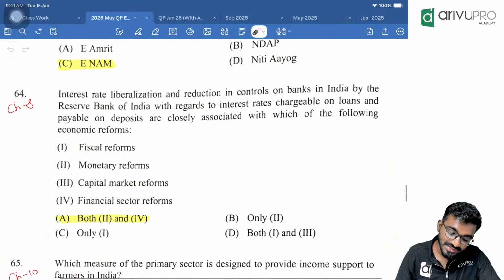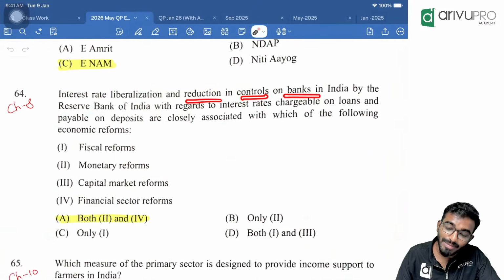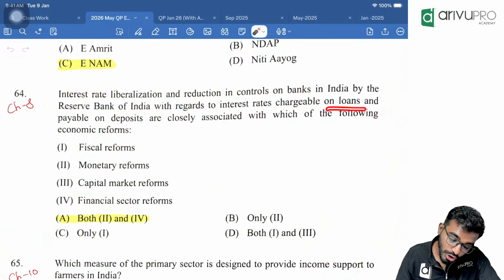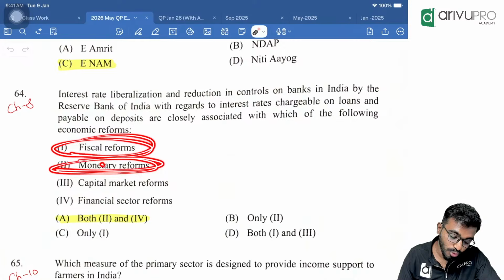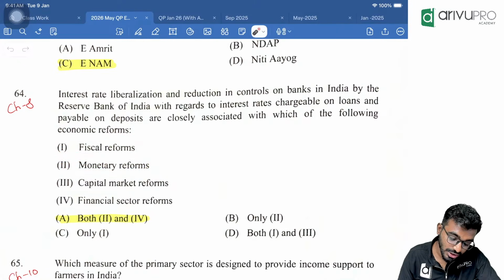Interest rate liberalization and reduction in the controls on banks in India by the Reserve Bank of India with regard to interest rates chargeable on loans and payable on deposits are closely associated with which of the following economic reforms? This is financial as well as monetary reforms, both 1 as well as 2. Suppose financial is not given in your options, the most appropriate answer is monetary reforms.